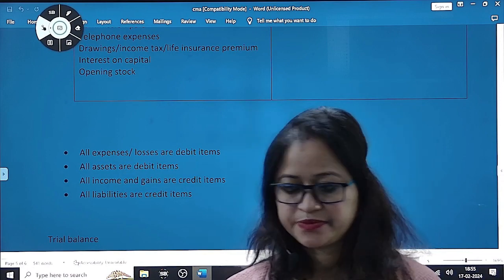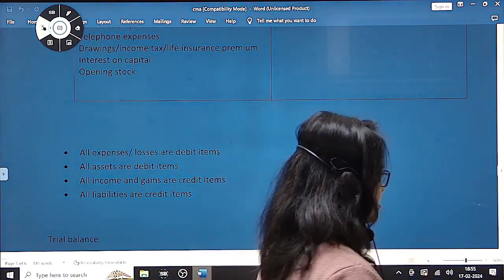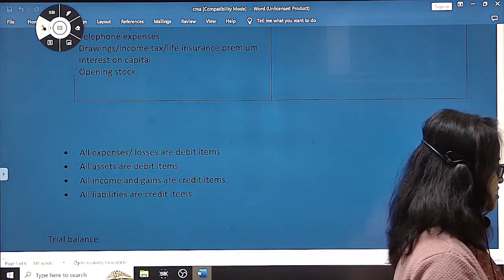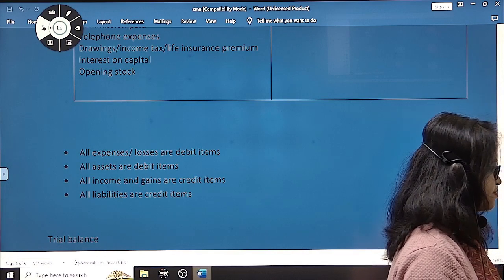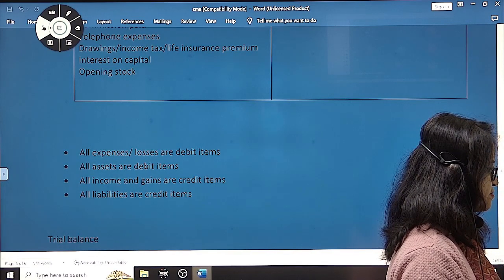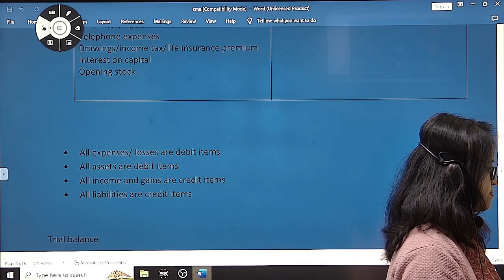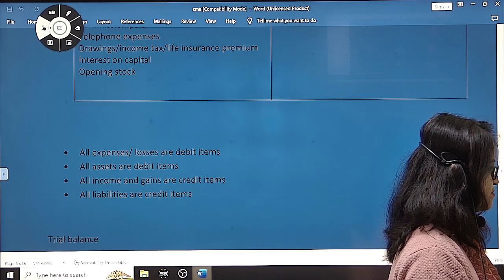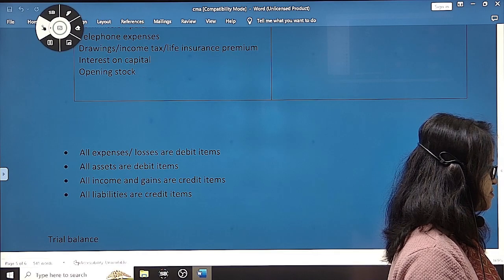Ma'am, I need a clarification about bad debt. If bad debt is not recovered, it will be in the debit section, right? Yes. And if it gets recovered, it will be a gain, so it will be on the credit side. Yes.